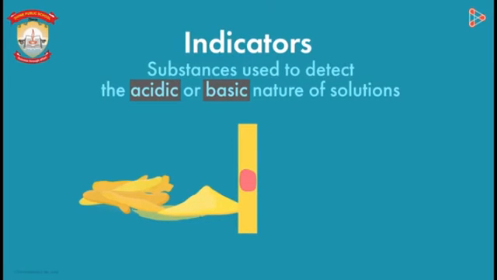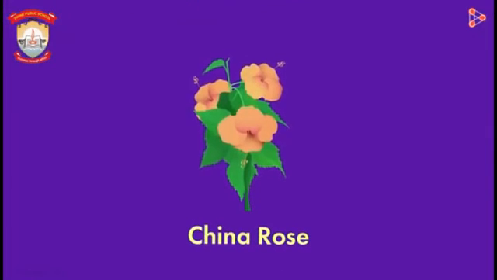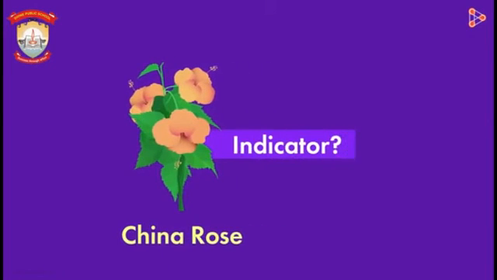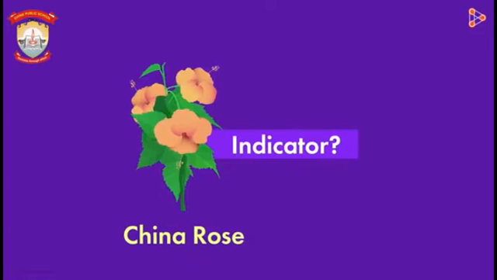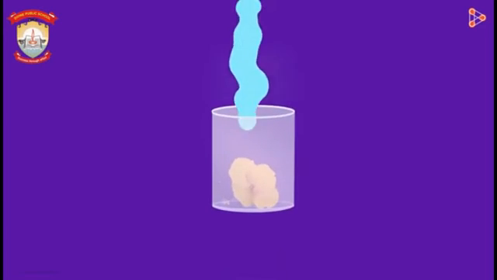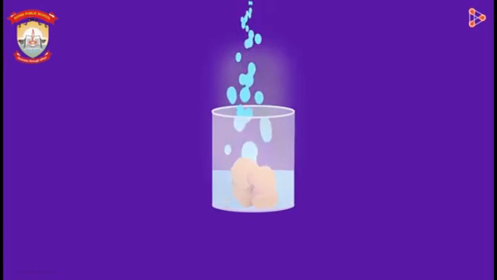Now let's talk about another natural indicator, and that is China rose. China rose is a plant, so how can that be used as an indicator? The fact is the flowers of China rose possess a good ability of detecting acids and bases. So how do we use the China rose flower as an indicator? It's very simple. All we have to do is add hot water to the petals of China rose in a beaker and let it rest for some time. This solution can be used as an indicator.